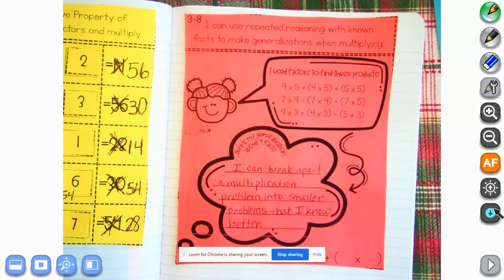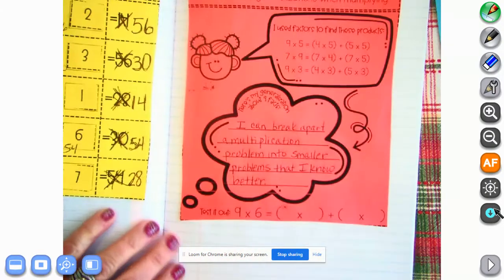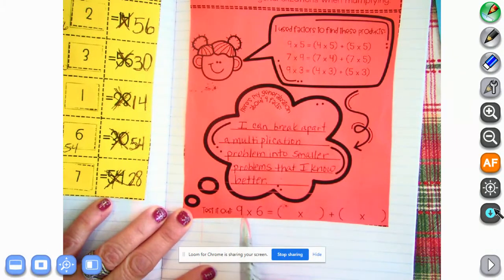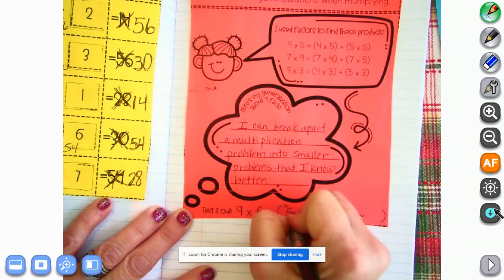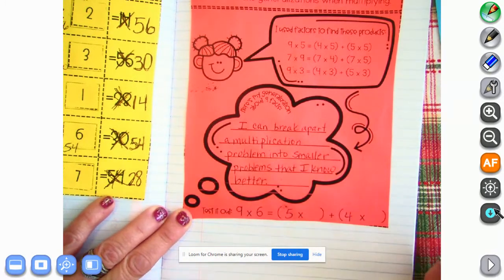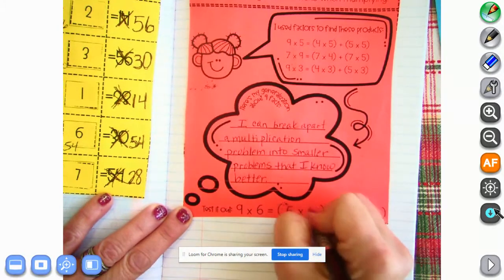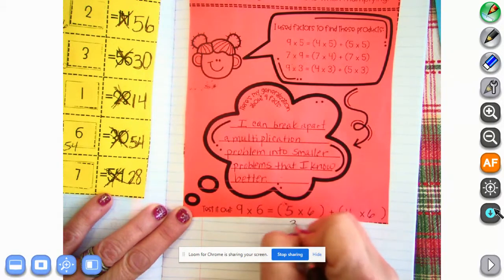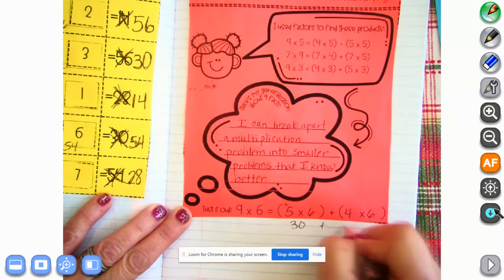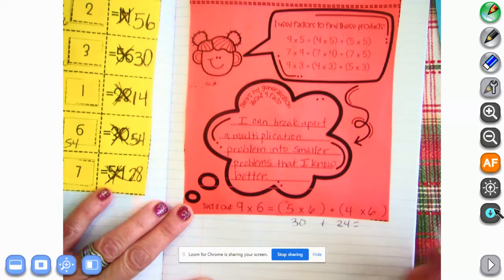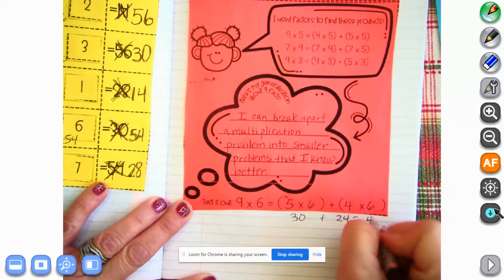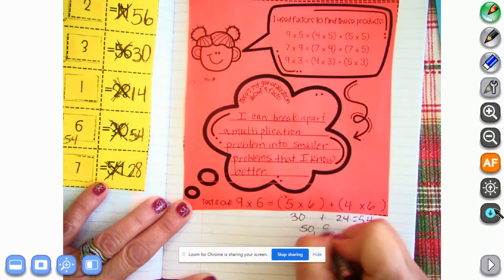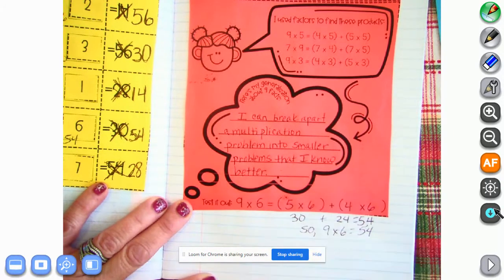Okay. So we're going to test it out, it says. Test it out. 9 times 6. We can break down the 9 and make that a little easier. Let's break it down into a 5 and a 4. 5 and 4 make 9. We still keep the 6 in each group. So 5 times 6 is 30 plus 4 times 6 is 24. So we can add them together. 4 plus 0 is 4. 2 plus 3 is 5. So 9 times 6 is 54.